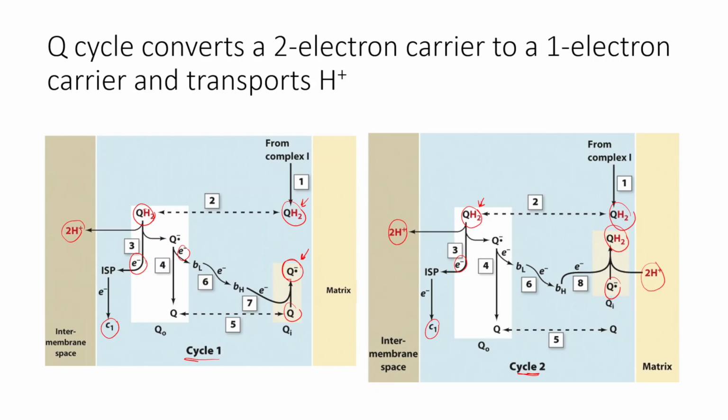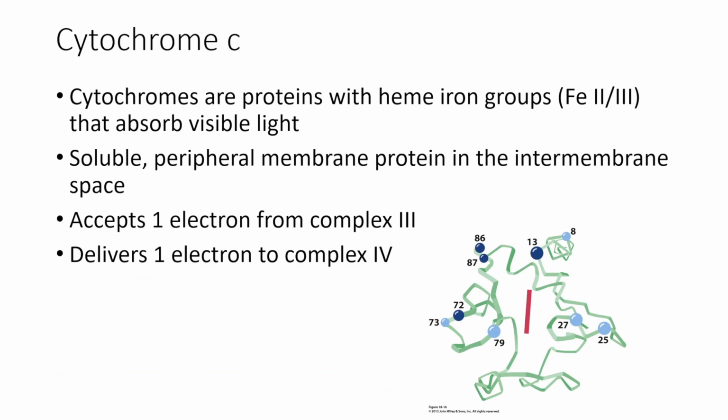I don't know if I said 2 or 4. 4 protons in total are getting sent out into the intermembrane space, and 2 protons are being pulled in from the matrix. And so that's the Q cycle. So at that point, the electrons have been passed over to cytochrome C. And so let's talk about now what cytochrome C is doing and how it works.